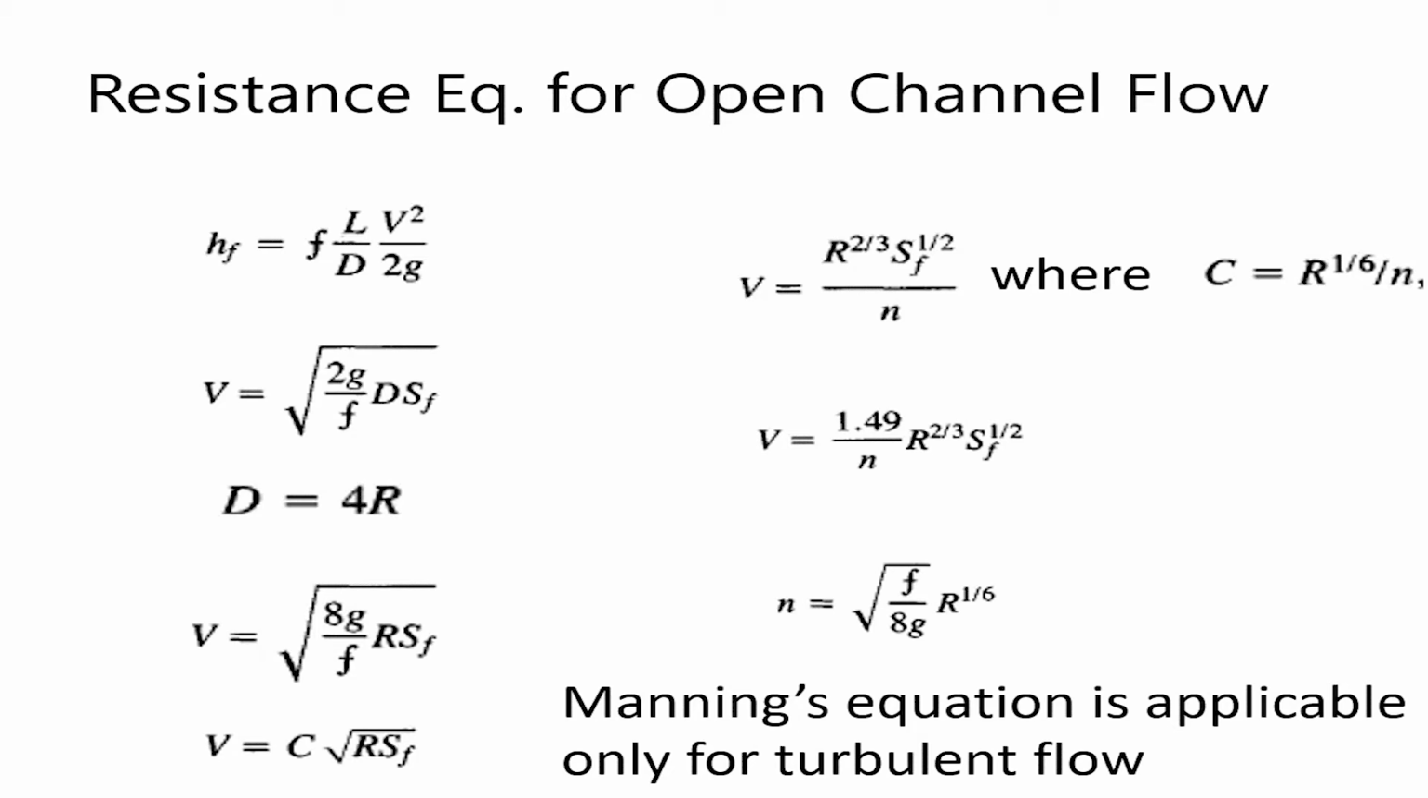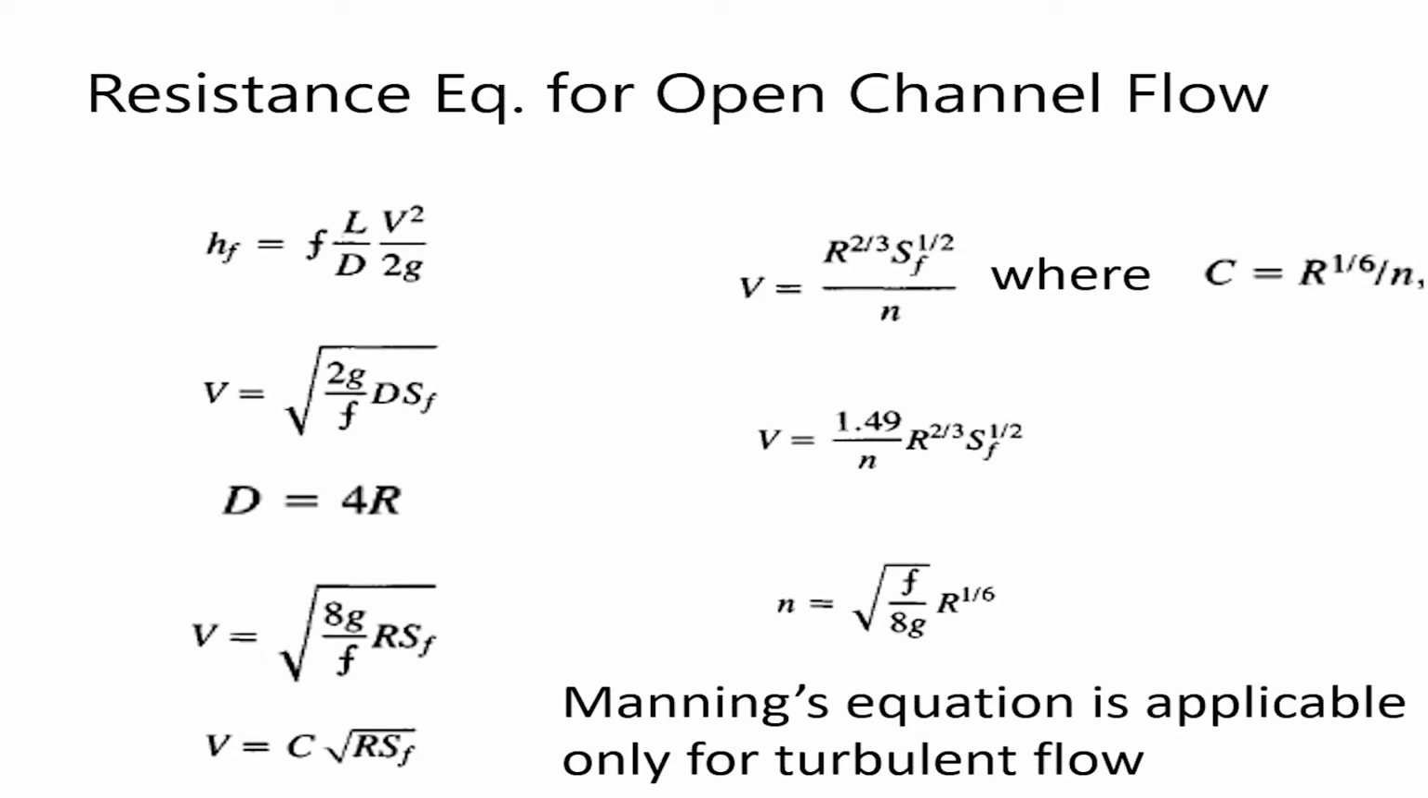And we can write from this equation V is equal to the square root of 2g by f, D into S_F. Here D is the diameter or hydraulic diameter. D is equal to 4 times the hydraulic radius. How is this R coming? R is A by P. If the flow is in a pipe, this Darcy-Weisbach equation, which was developed for pipe flow, we are using it for open channel flow.